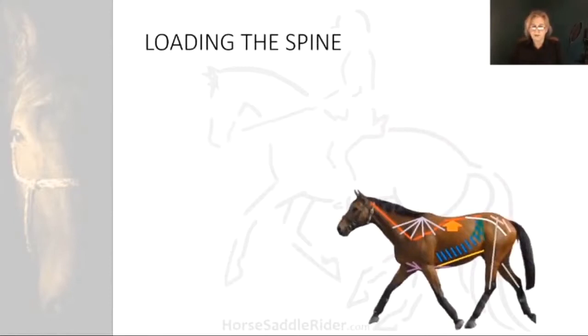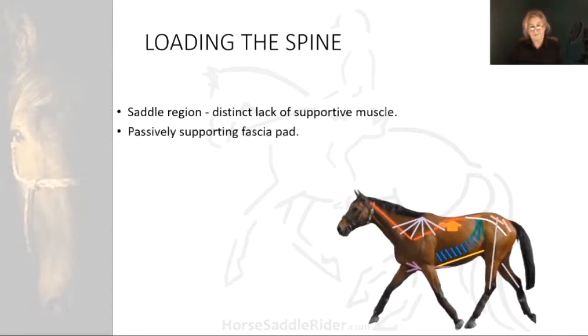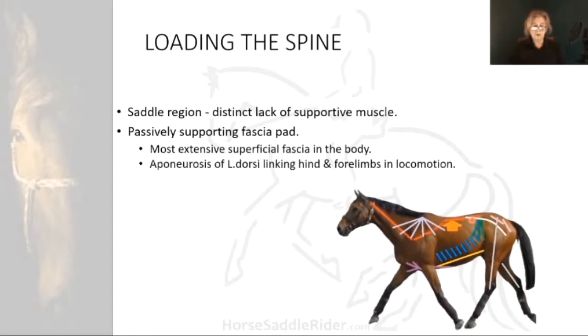So how about loading the equine spine? There is a distinct lack of supportive muscle in the saddle region. And what there is, is a passively supporting fascia pad, so part of latissimus dorsi, which is not shown here. That's the muscle which retracts the forelimb. But the good news is that's the most extensive superficial fascia in the body. And it's the aponeurosis of latissimus dorsi, linking the hind and forelimbs in locomotion.